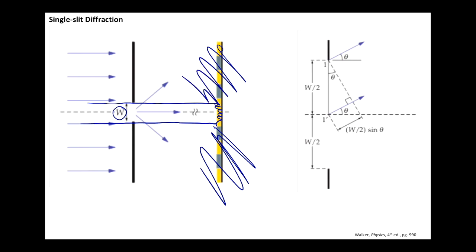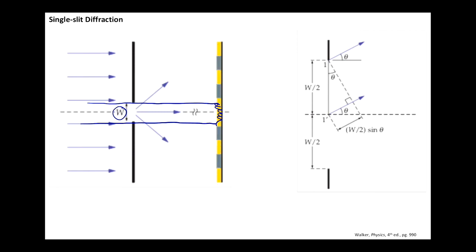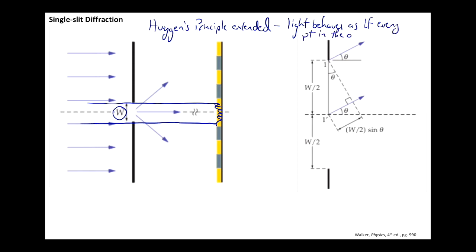But as that opening gets smaller and smaller and starts to get really small, sort of on the order of the wavelength of light, you end up with interference effects because the light hits the opening and then spreads out in all directions on the other side. The only way that we can explain this, and I'm sorry, you'll have to just sort of accept this theoretical idea, is what we might call Huygens' principle extended. So we could say that the light behaves as if every point in the opening is a new source.